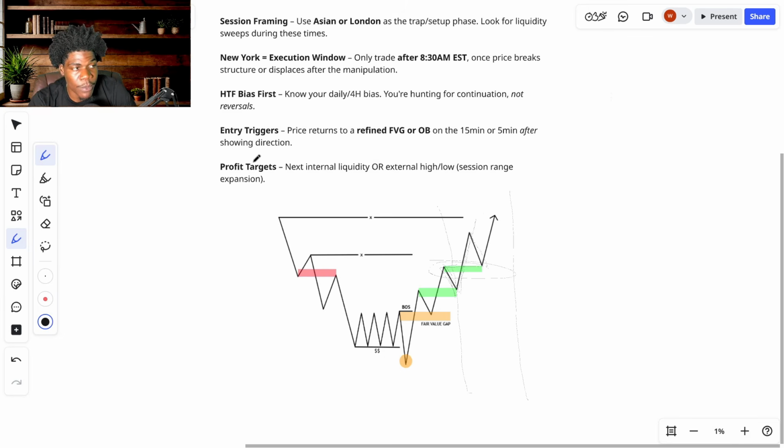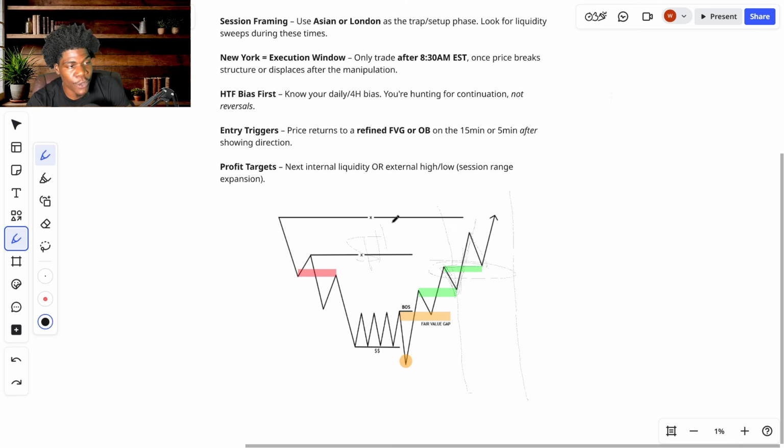But let's go over our profit targets. We always target the next internal liquidity point or the next external high or low. That's our session range expansion. As you can see right here, these were our prior buy side liquidity highs. A lot of money is hiding up here. So with every pullback, price is just pushing higher to attack these old highs. Pull back, attack these old highs right here.